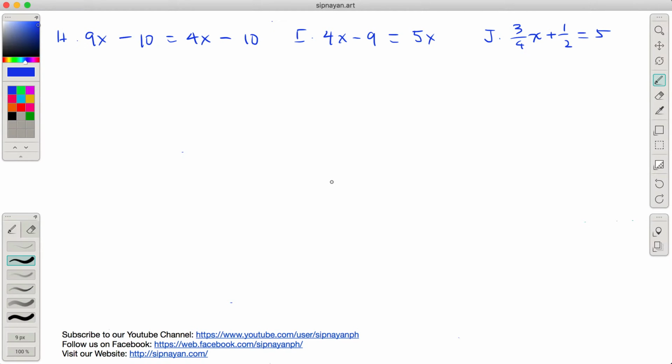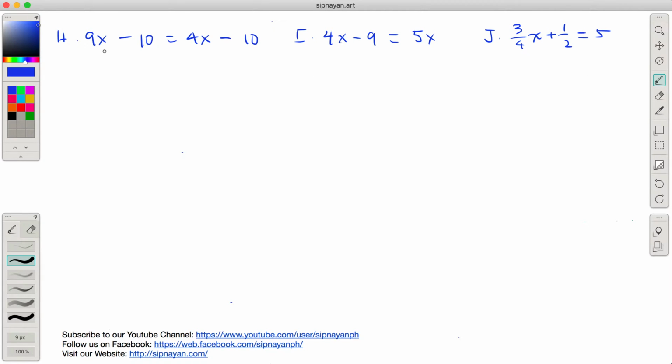In this video, ituloy natin yung series natin on equations. Magsusolve tayo ng tatlong equations. So, 9x minus 10 equals 4x minus 10. And sabi natin, the idea of solving an equation is to put one variable or unknown sa isang side and all the numbers to the other side of the equal sign.